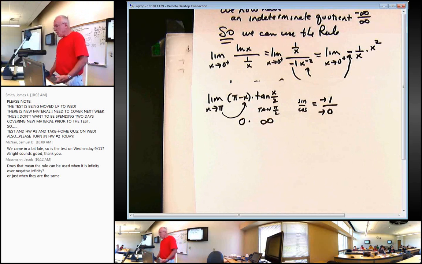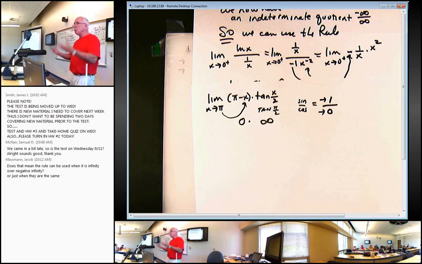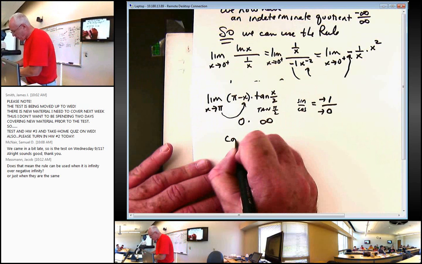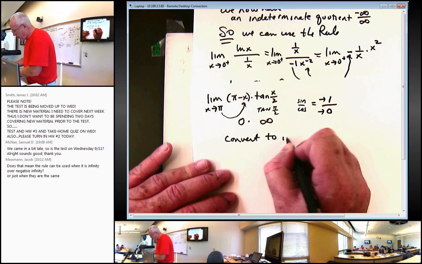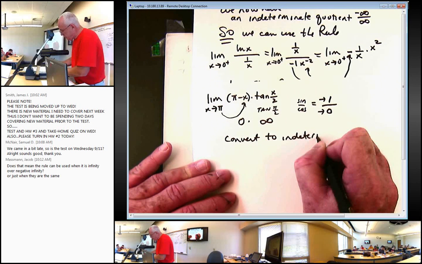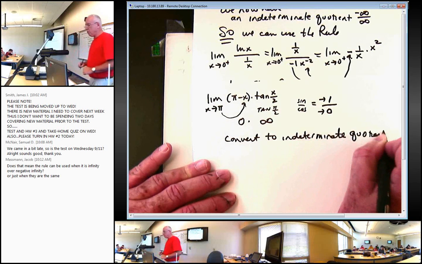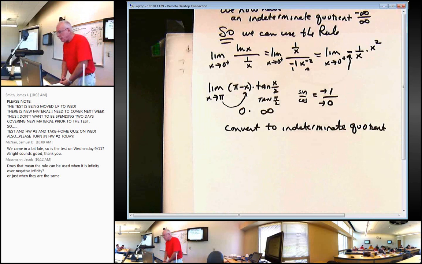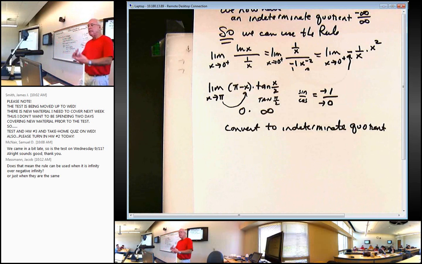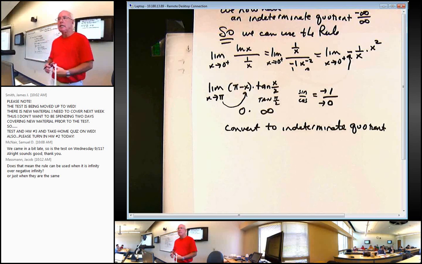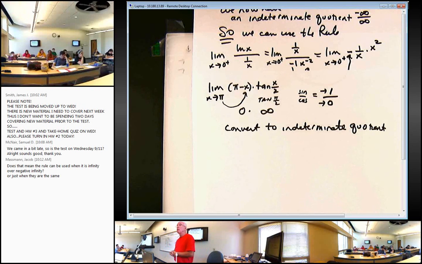So therefore, let's see if we can convert this to an indeterminate quotient so we can apply L'Hopital's rule. Now, let's see. Any recommendations as to which one of those two expressions I should put in the numerator and which one I should convert into a denominator? I would put x in the denominator.